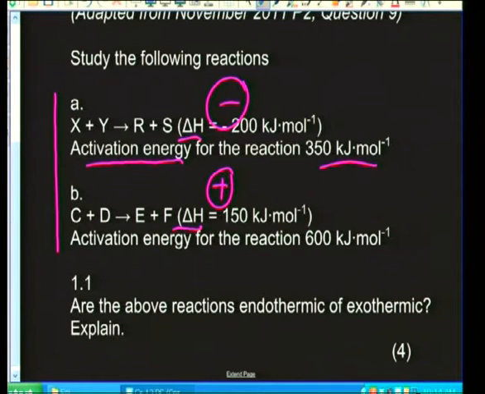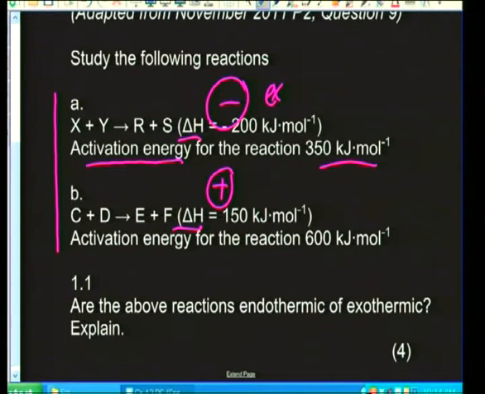Now in your head, as you're reading that, you should automatically be thinking, I'm not even looking at the question, what can I interpret? I notice that there's a difference here. There's a negative delta H and there's a positive delta H. As soon as you see delta H, you must be asking yourself, what's this telling me? If it's negative, it's less than 0, which means that it is exothermic. So I'm going to write in over here, exothermic. And if it's positive, then it's going to be endothermic.